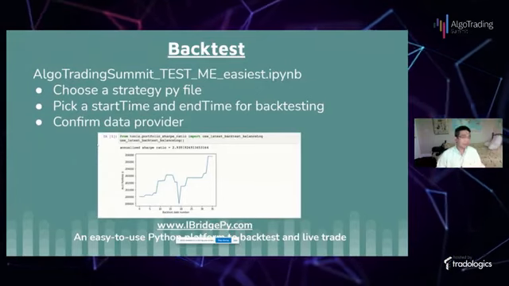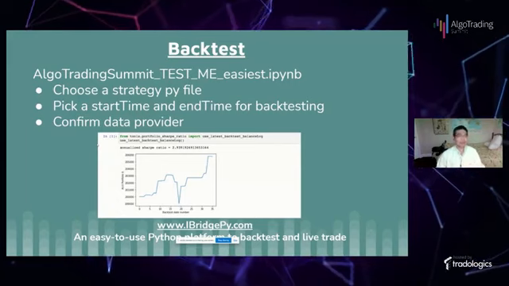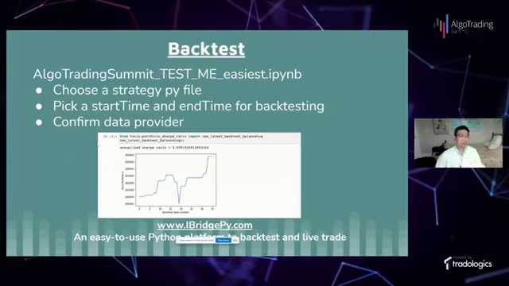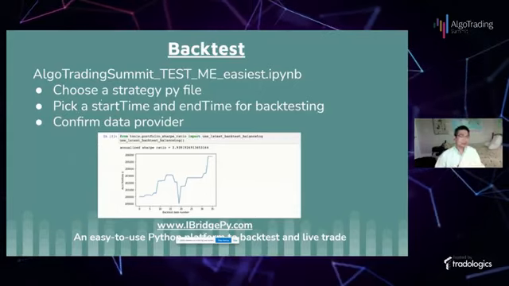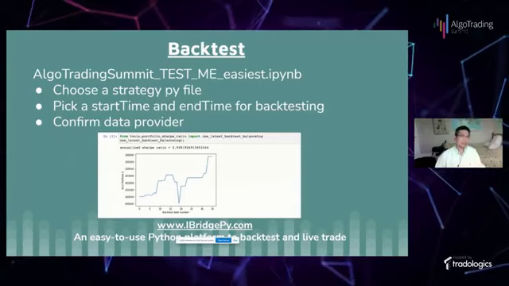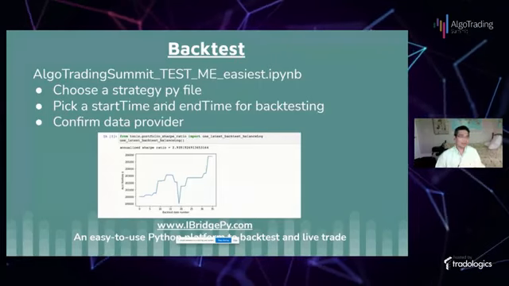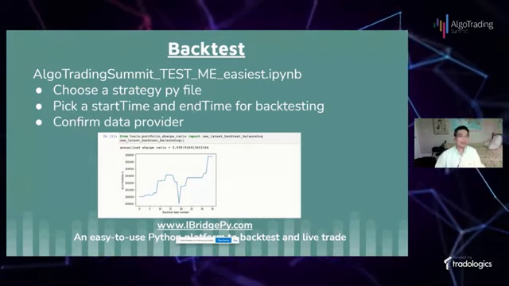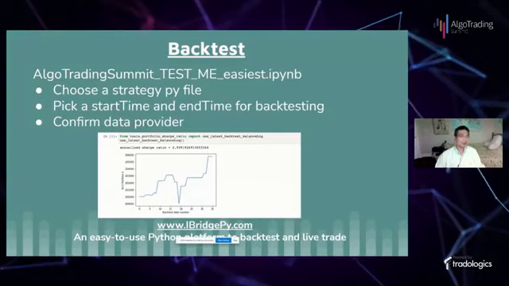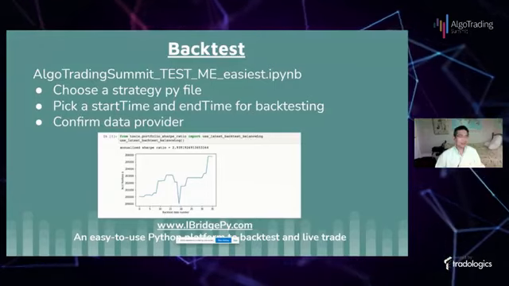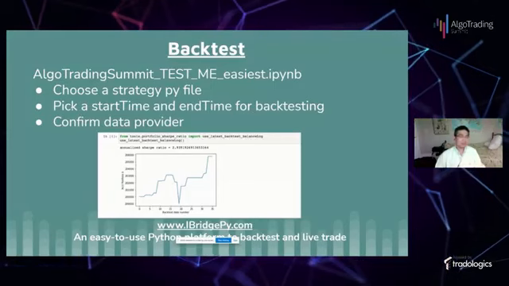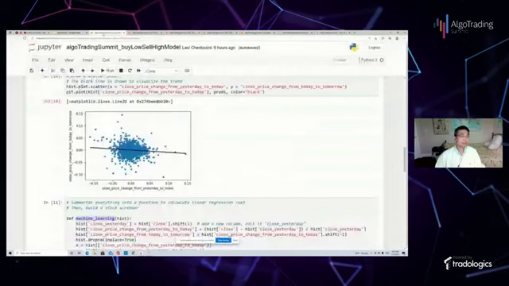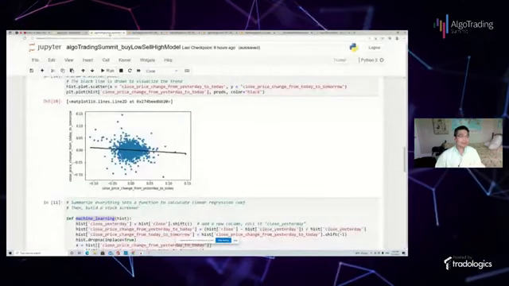The first demo, I call it the easiest, because it's really simple to run a backtest for a trading robot. First, you need to choose a strategy py file, a Python file, and give it a name, and pick a start time and end time for backtesting. Also, you need to confirm which data provider you want, and then simply run it. Let's switch to Jupyter Notebook to give you a live demo.